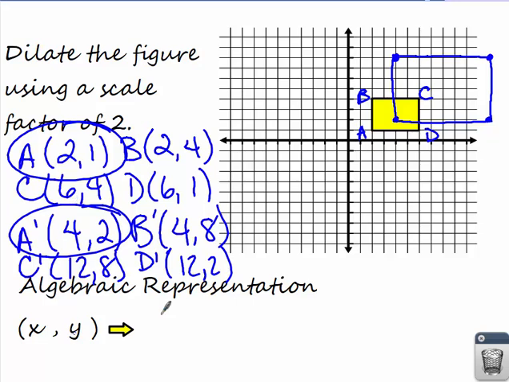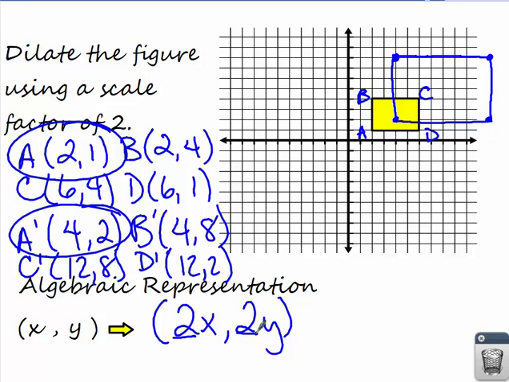So we took our original point and I just multiplied the x value by 2 and I multiplied the y value by 2. And that is how we use a scale factor of 2. Well, what if it were a scale factor of 3? Well then, instead of having the 2 in those spots, I would have a 3. What if I had a scale factor of 9 over 5? Well, then you would have 9 over 5x and 9 over 5y.